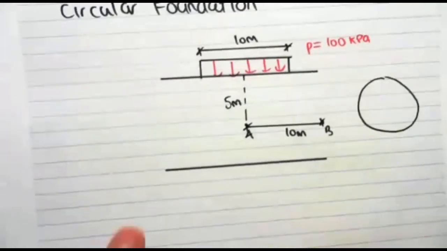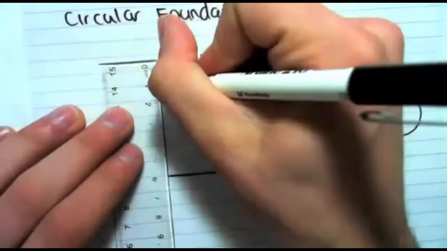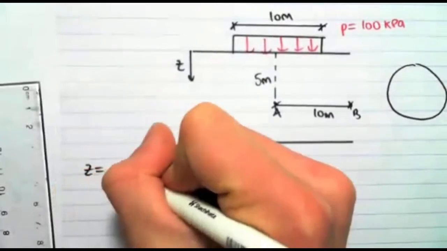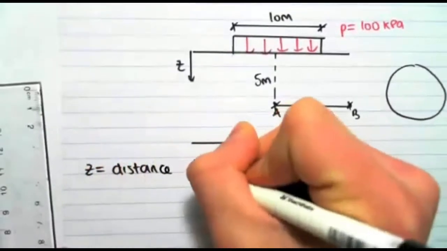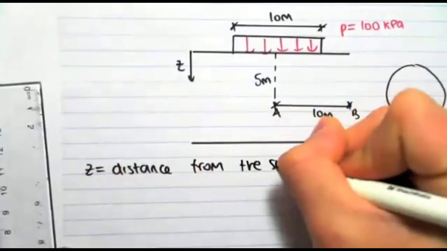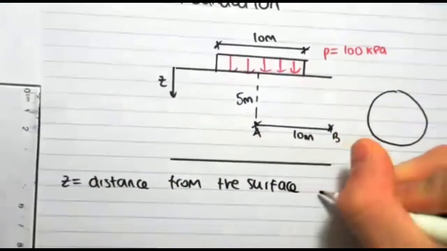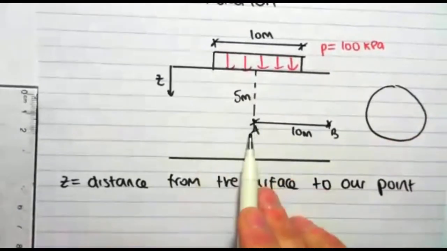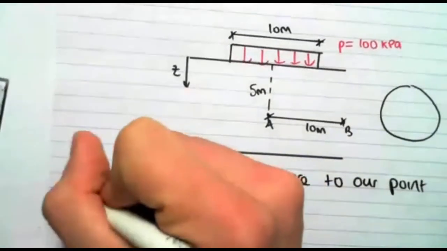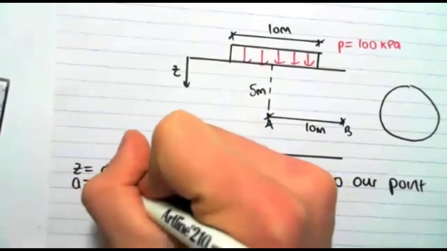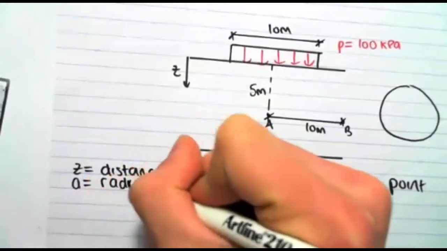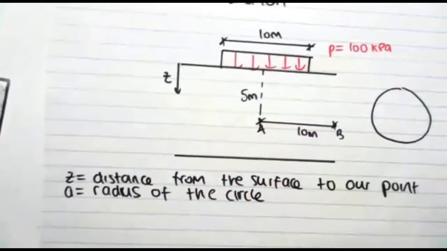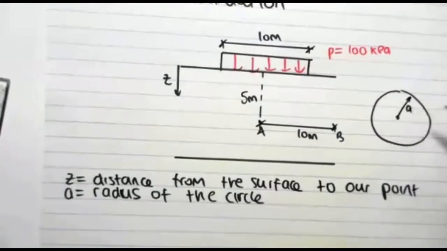So the first thing we need to do is define a couple of parameters. The first thing we're going to define is Z. Z is the distance from the surface to our point of interest. So in our case, Z would be 5 meters. A is the radius of the circle. So if we were looking at the plan, that would be A.